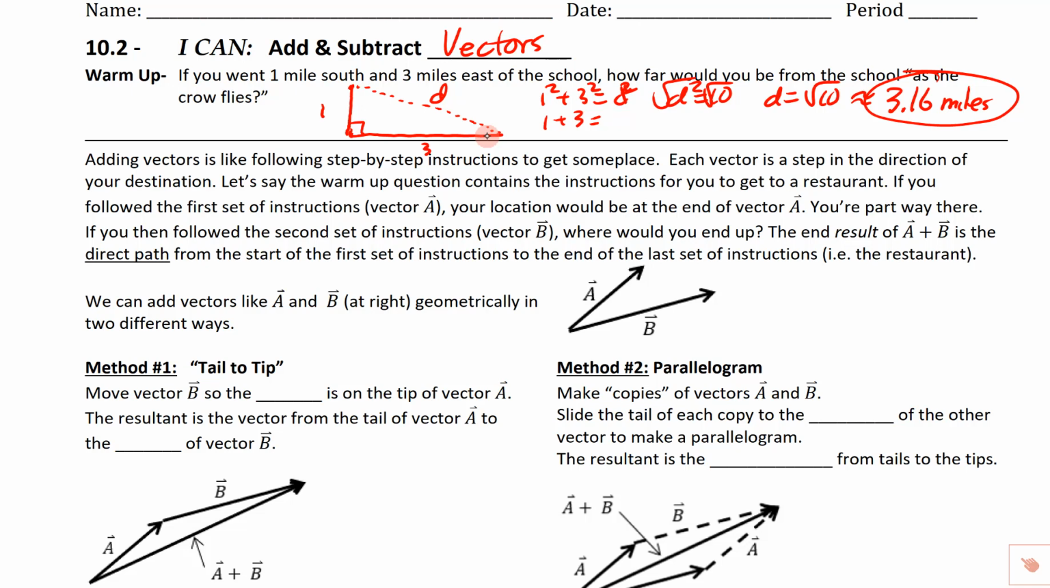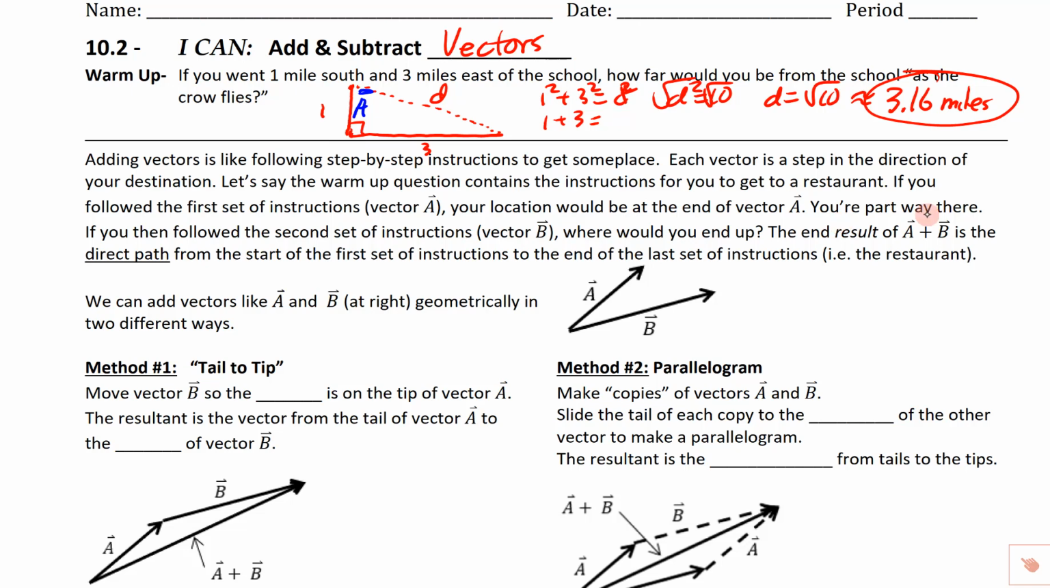Now, adding vectors is a lot like these step-by-step instructions that we use to get from the school to this other destination here. So each vector is a step in the direction that you want to go. So in the warm-up, our first set of instructions took us south. So let's say we wanted to get to a restaurant and it said go 1 mile south and then go 3 miles east. So if you followed the first set of instructions, we will call that vector A. So I'm going to put a big vector A right here. So that's vector A. When we're done with that, we're at the end of the first vector, so that we're at the tip of the first vector. Okay, and we're kind of partway there.